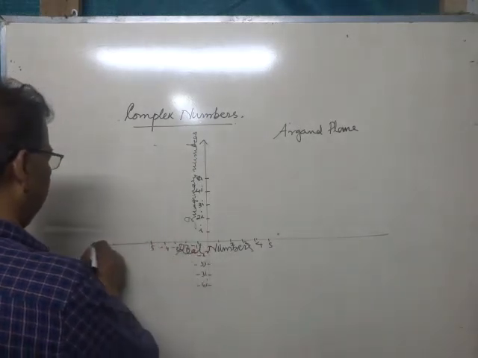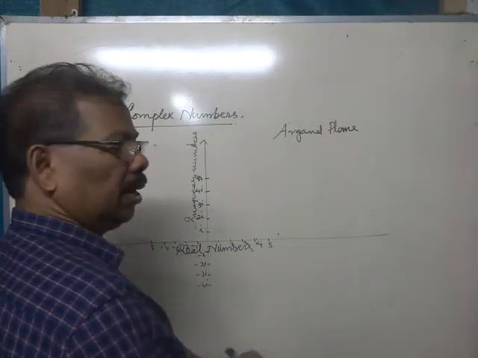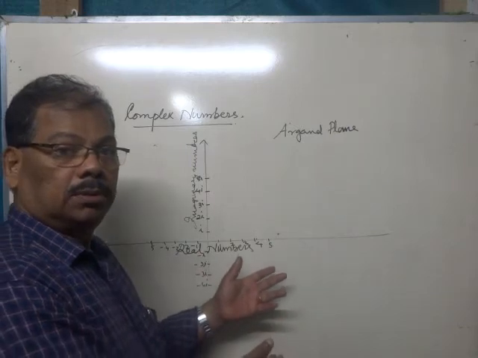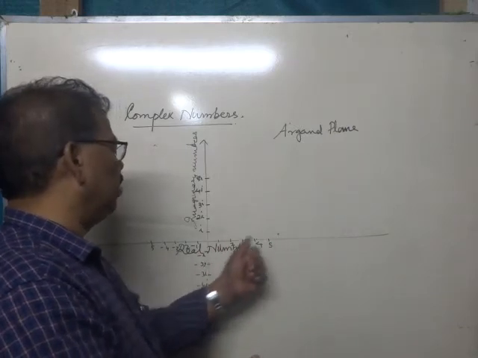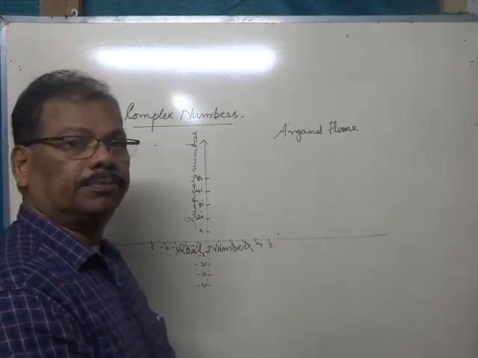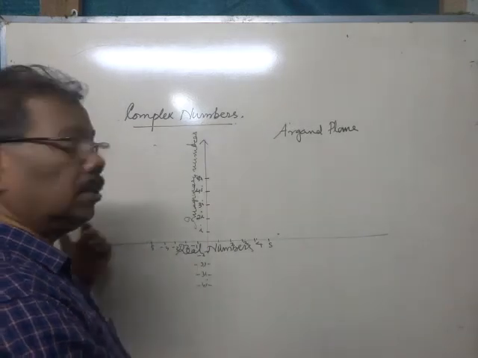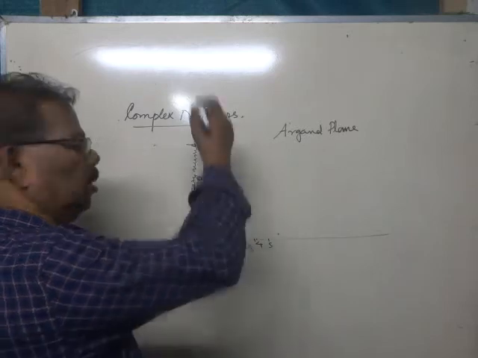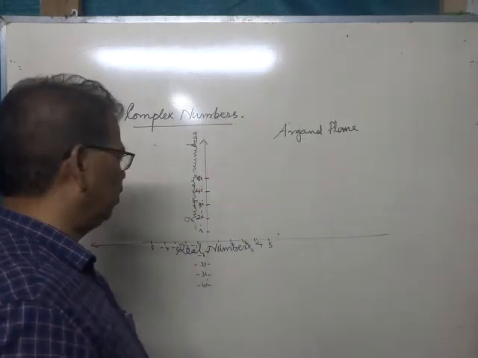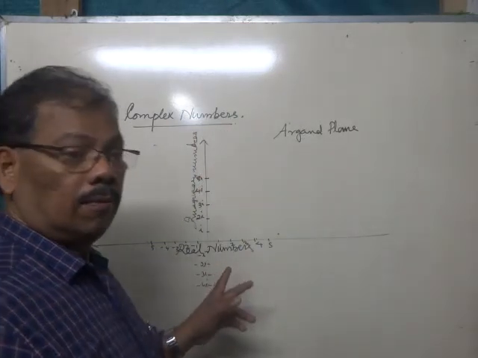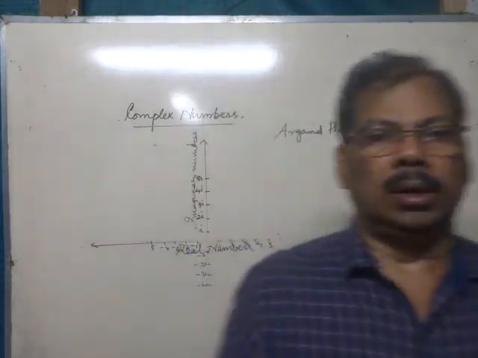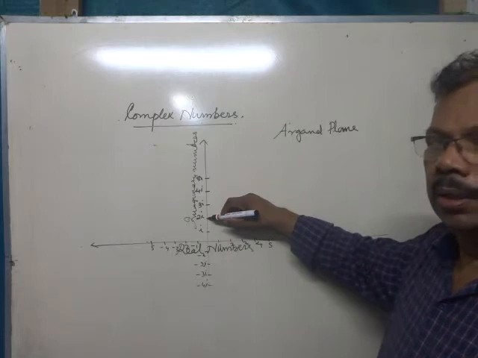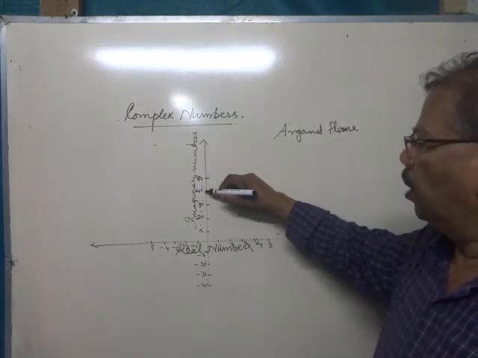See, to the right we deploy positive numbers 1, 2, 3, 4, etc. To the left, negative numbers, and along the vertical axis, which is for noting imaginary numbers, i, 2i, 3i, 4i, 5i, etc.